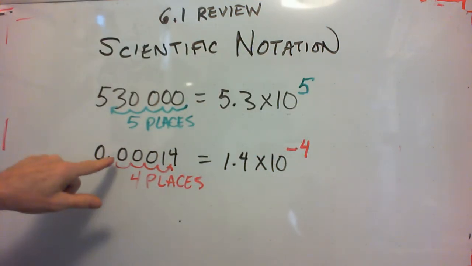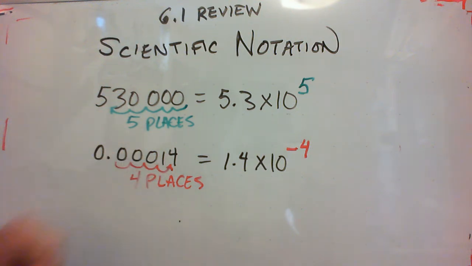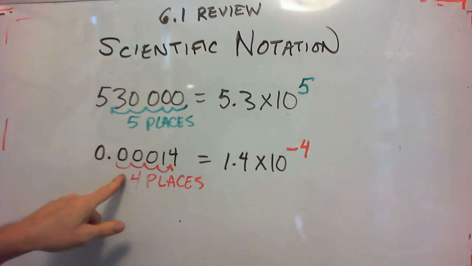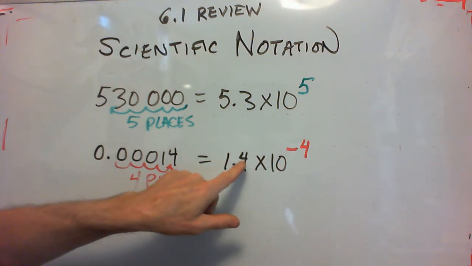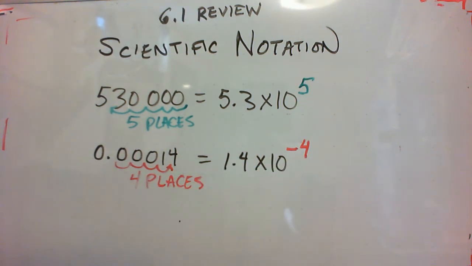In the second example, our small number, we have to move the decimal point 1, 2, 3, 4 places, but it's a small number, so we multiply 1.4 times 10 to the negative 4. And then to rewrite scientific notation in decimal form, we use the same procedure. Positive exponents means big number, negative exponent means small number.